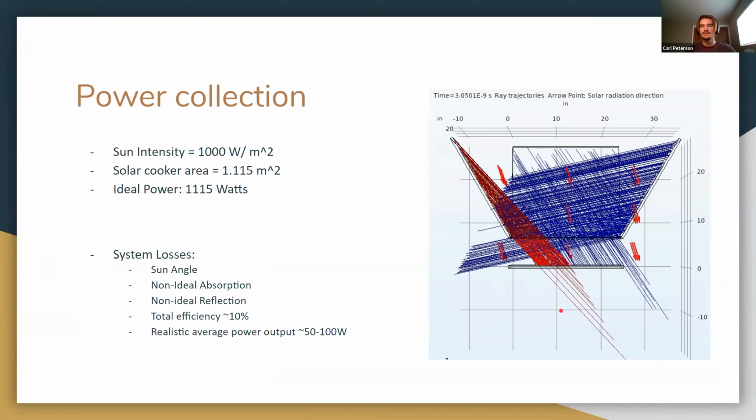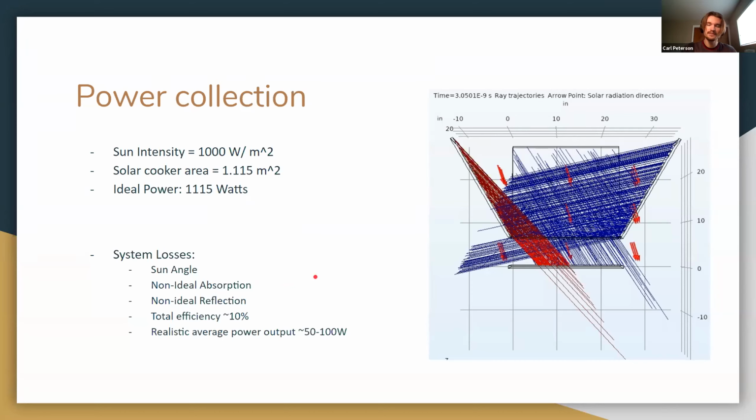The next thing is how much is really collected. Ideally, the sun emits about 1,000 watts per meter squared. The solar cooker area is about 1.115 meters squared; we measured in inches, it's about 2 by 2 feet. With perfect reflection and everything hitting the base plate, we get about 1,115 watts, but that's not realistic for a model. As you can see from the image on the right, the sun angle plays a huge factor in how efficient our system is.